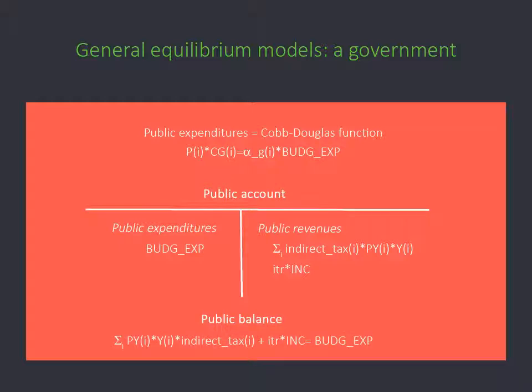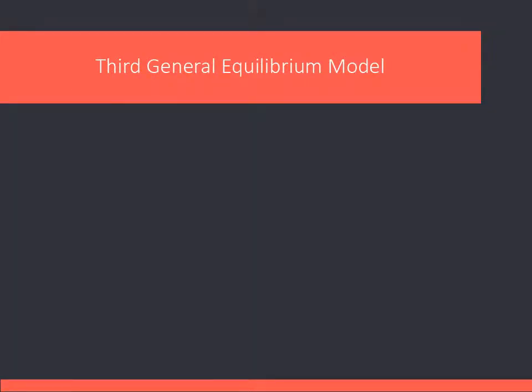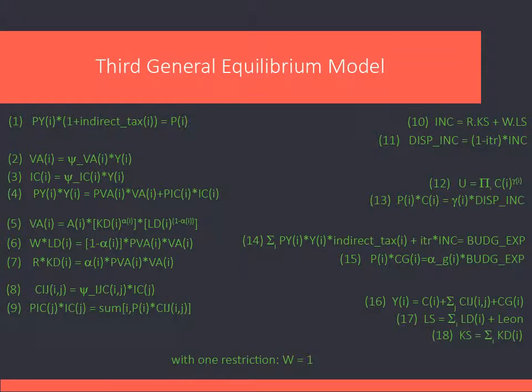So there is a public balance, which means that indirect taxations plus direct taxations is equal to total budget expenditure. This is an equation that has to be inserted in the model. Let me right now present the whole third general equilibrium model with three goods and with the public agent. So we have 18 generic equations, and we have one restriction, which is W is equal to 1, which means that the remuneration of labor is selected as the numeraire.